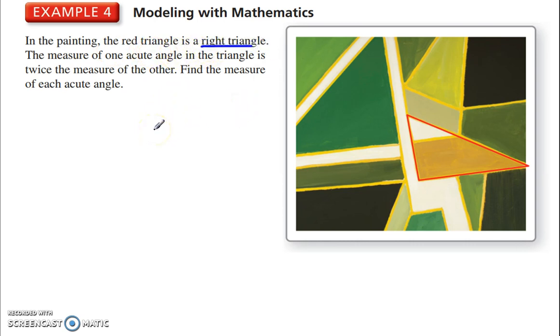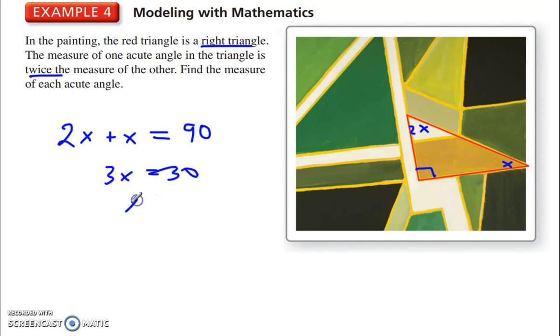The measure of one acute angle in the triangle is twice the measure of the other. So this is a right angle, and one of those is twice the measure. So let's say this one's x, then this one is twice the measure of that one. Find the measure of each acute angle. So know that 2x plus x, because of the corollary to the triangle sum theorem, tells me that those two are 90 degrees. So then I have 3x is 90 degrees. Divide by 3 and 90, I was thinking ahead. Sorry. I already had the solution in my mind. X is 30. There we go.